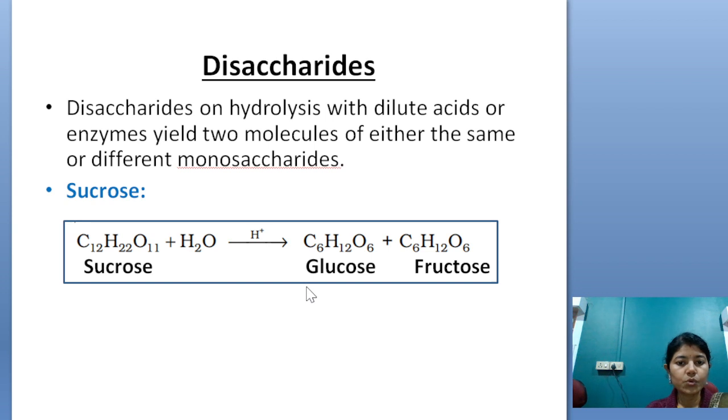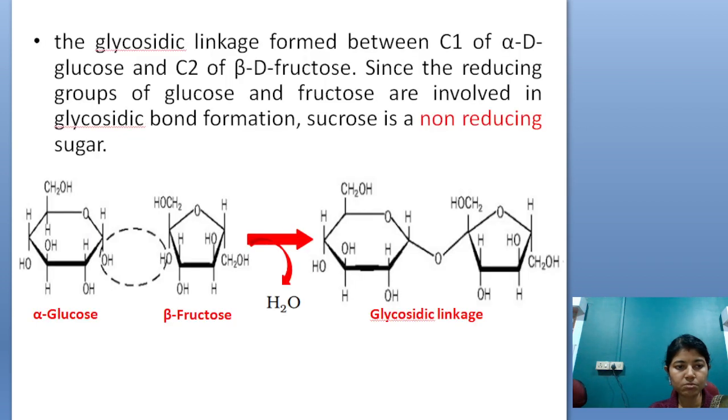Okay, so let us take examples of disaccharides. With this we will be able to learn about the structure of disaccharides also. So let us take the example of sucrose. We know that it will produce glucose and fructose, two monosaccharides, on hydrolysis. That means it contains glucose and fructose monosaccharides, or we can say glucose and fructose combine to form sucrose. So let us see how the glycosidic bond is formed between glucose and fructose.